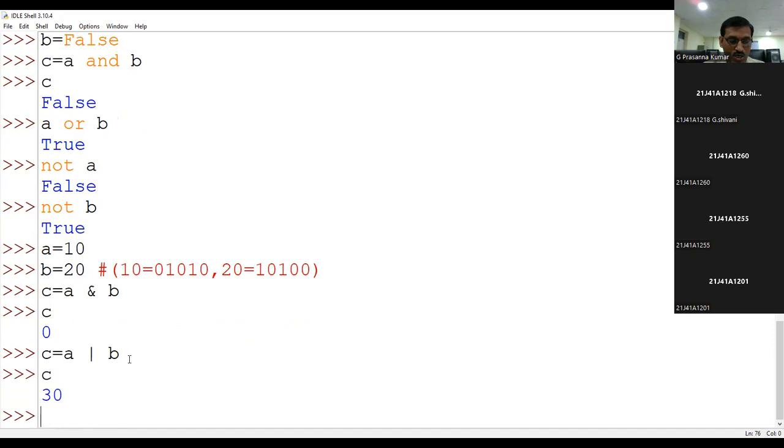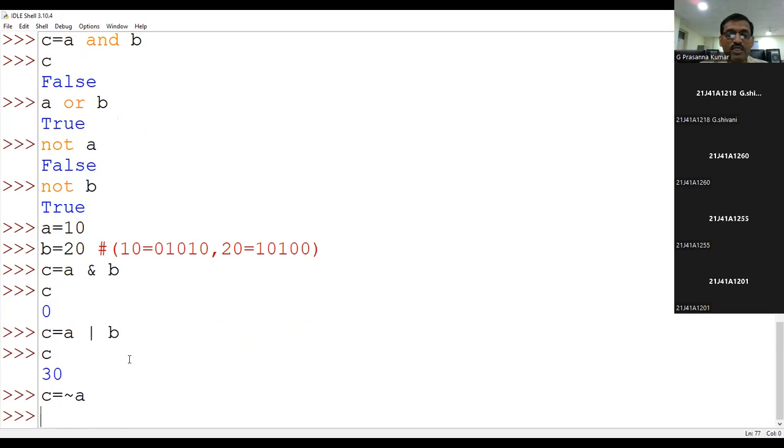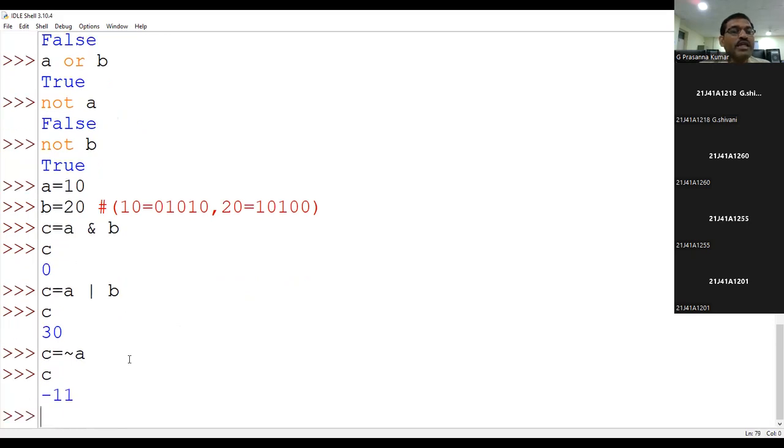Next is the NOT. The NOT operator is C equal to NOT of A. It inverts 0 to 1 and 1 to 0. That is 11, and minus 11 is the output of that one. Any doubts?